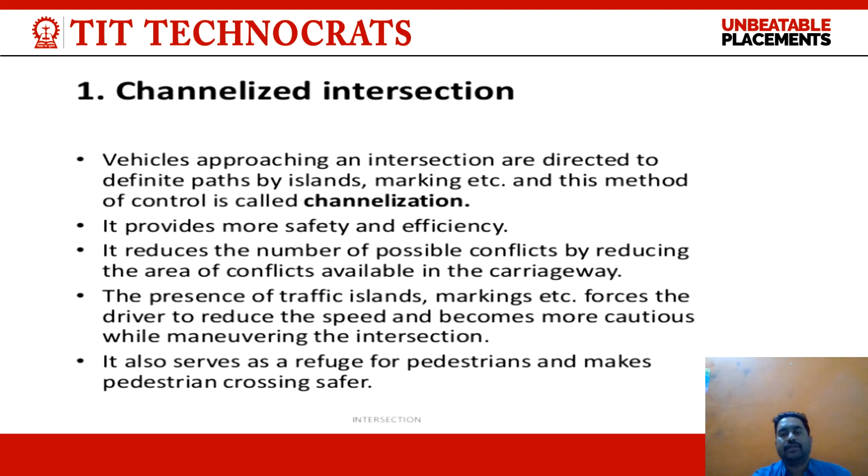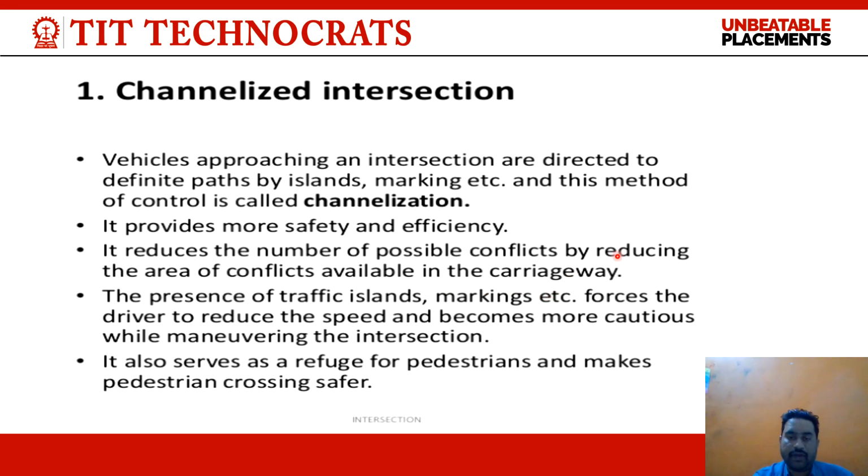First, channelized intersection. Vehicles approaching an intersection are directed to a definite path by islands, markings, etc. This method of control is called channelization. It provides more safety and efficiency. It reduces the number of possible conflicts by reducing the area of conflicts available in the carriageway.